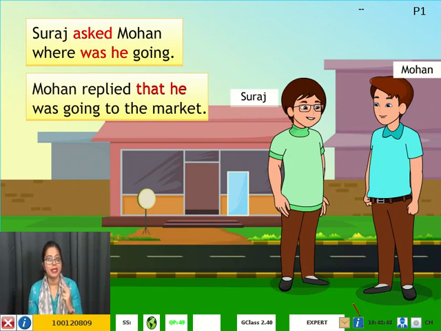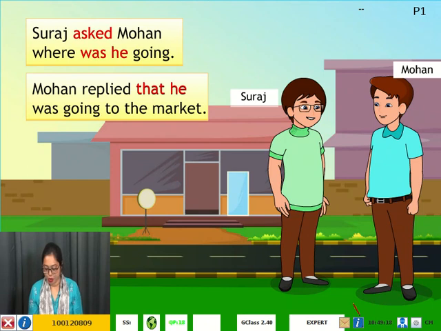So there are two sentences on your screen, and you have to look at them carefully. First sentence: Suraj asked Mohan, where was he going? And the answer: Mohan replied that he was going to the market. In the first sentence, the highlighted words are asked and was he, and in the second sentence, that was he turned into that he.